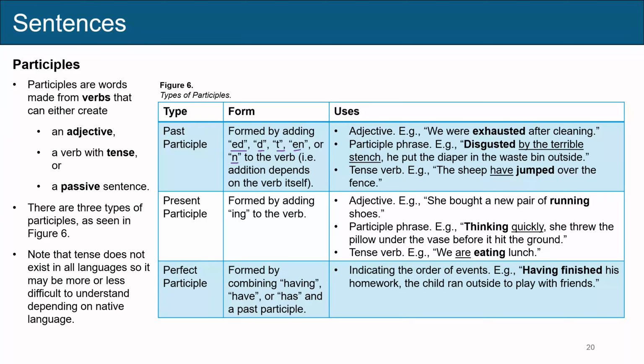Here we have it as a participle phrase, disgusted by the terrible stench. So this indicates past tense again. It also helps to describe what's going on.